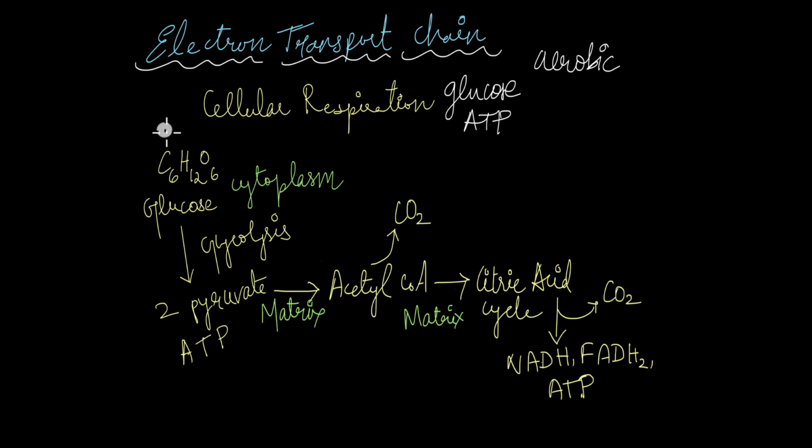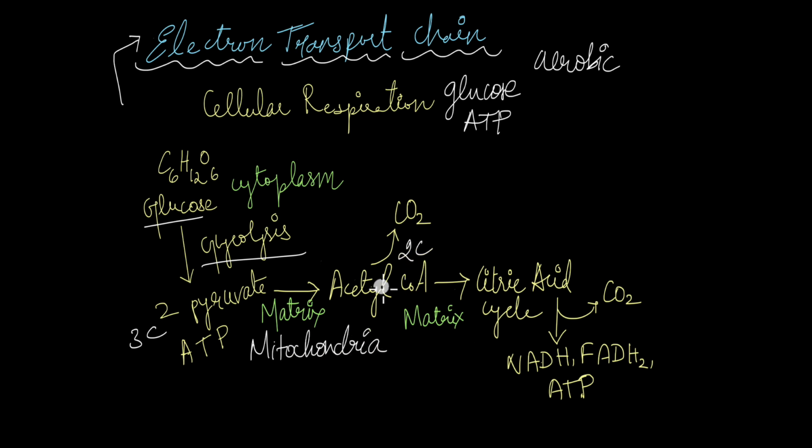let's take a brief look at what happens before this electron transport chain can take place. So we start off the cellular respiration in the cytoplasm with glucose. Glucose is converted into pyruvate, which is a 3-carbon molecule, by the process of glycolysis. Pyruvate is then moved to the matrix of the mitochondria, where it is converted to a 2-carbon compound known as acetyl coenzyme A or acetyl-CoA. Carbon dioxide is released as a byproduct during this reaction.